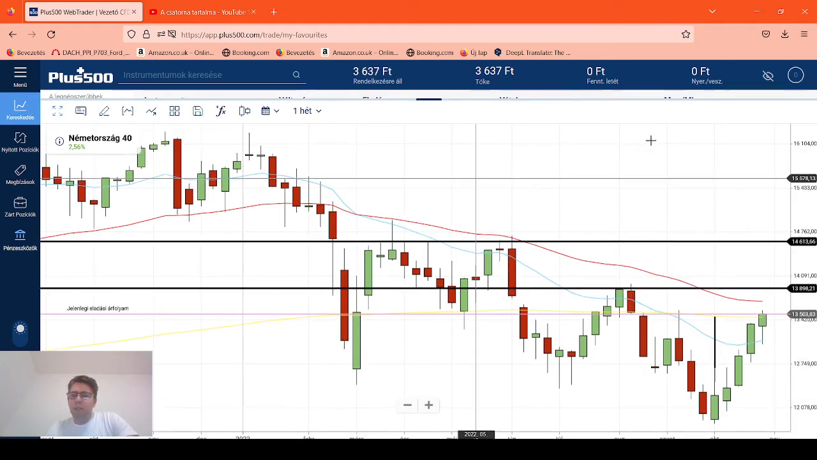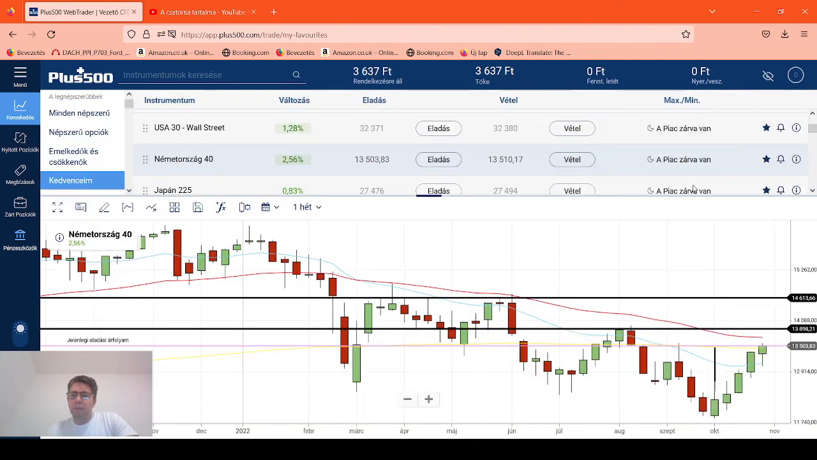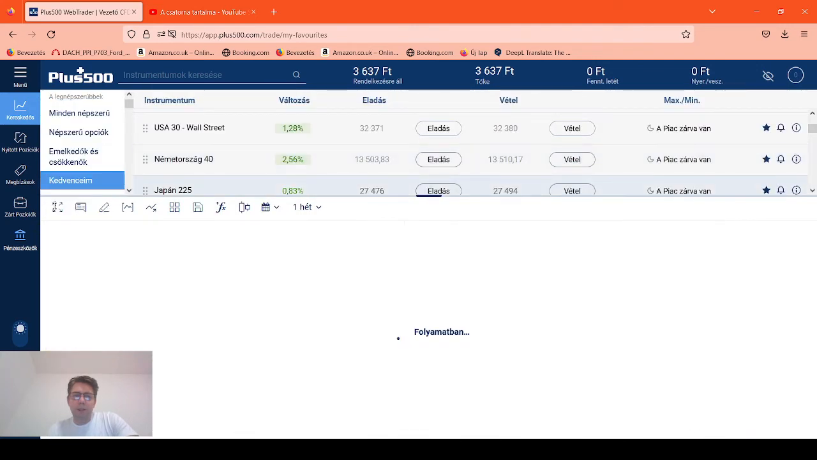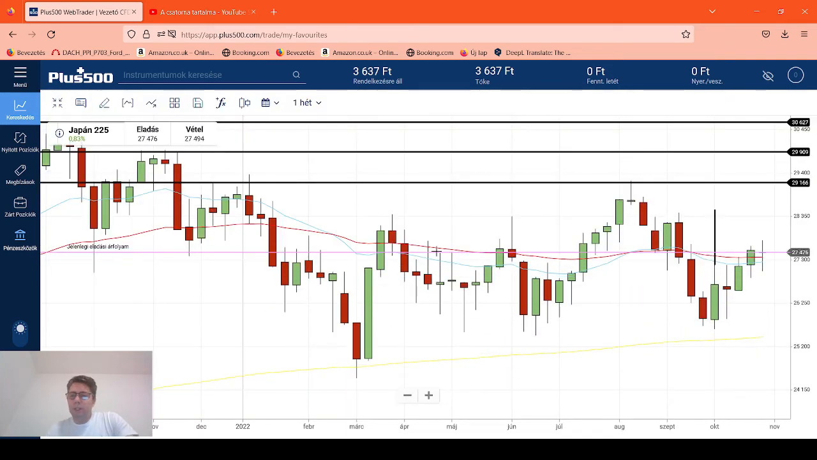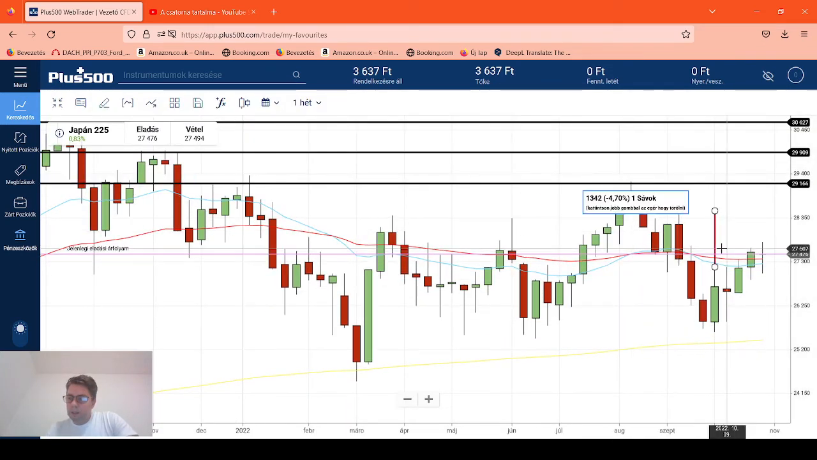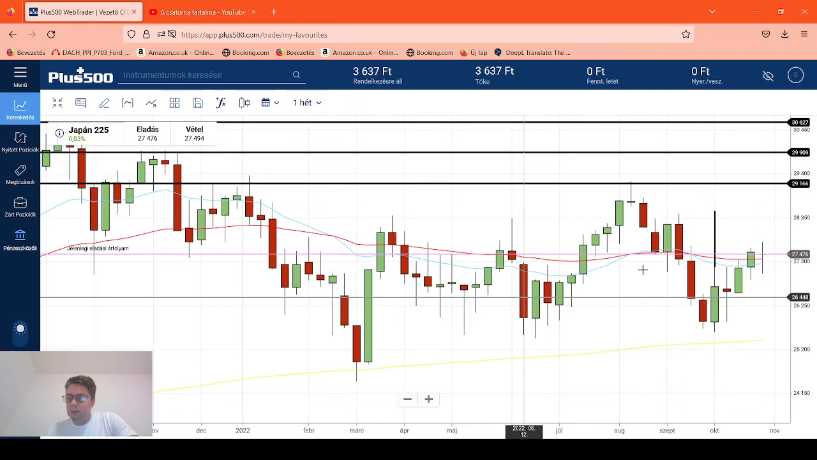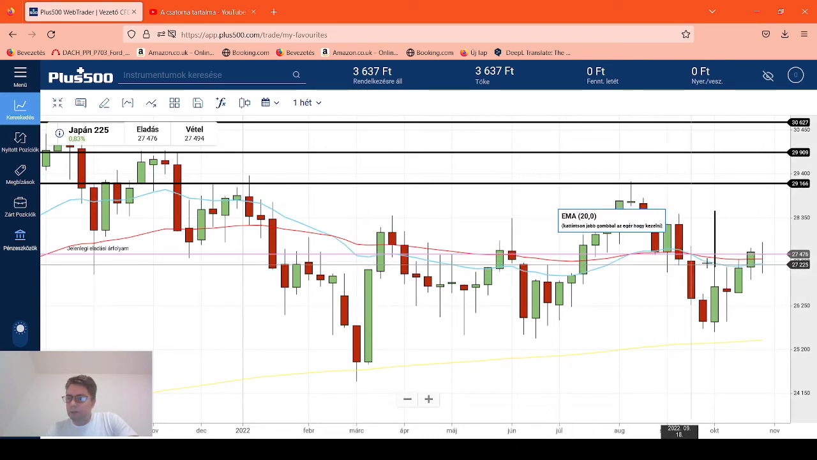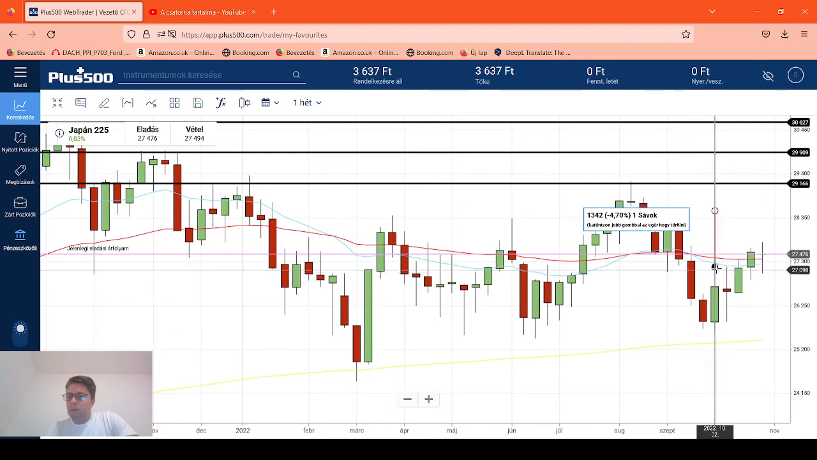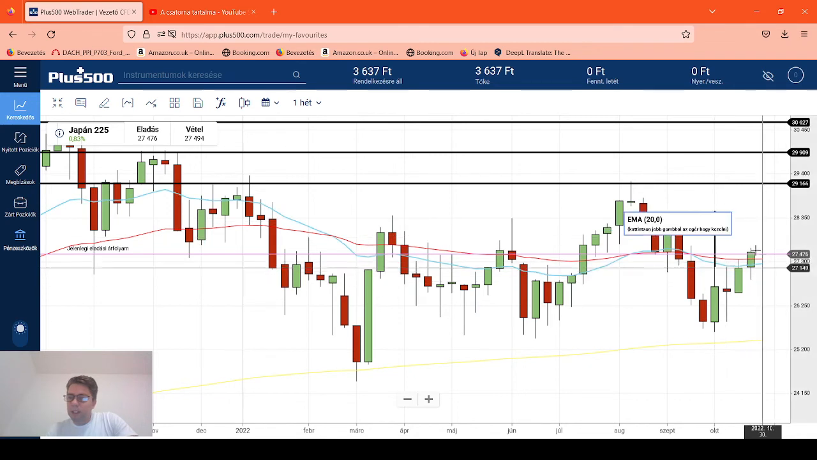Good. Let's go over to the Japanese index, Nikkei. This is the Japanese index, and that's the weekly chart. If we look at the daily chart, this is the weekly chart right now, but if you look at the daily chart, you might say that we have some sort of W pattern. Then 28,512 is the price target.